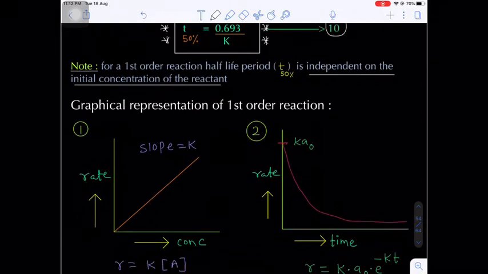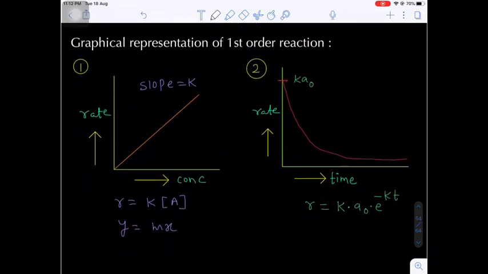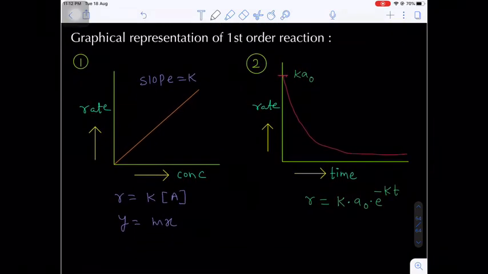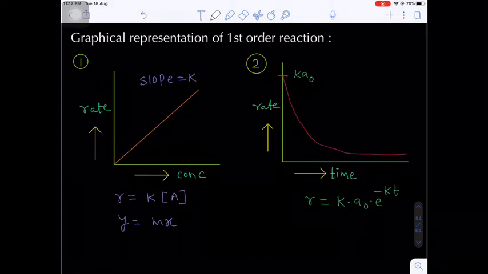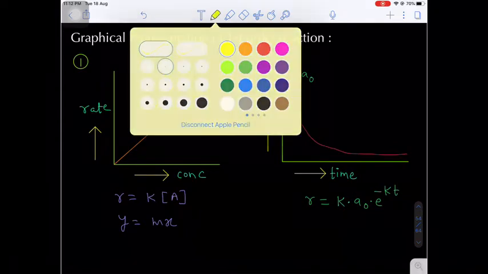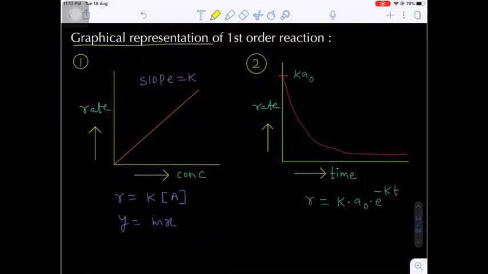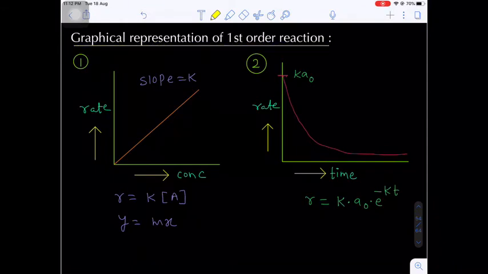Now come to the graphical representation of the first order kinetics. There are different graphs, and these graphs are very important. These graphs are experimental quantities. With the help of experiments only we can identify the graph, and from the graph we can identify the order of the reaction. The first graph is between rate of a reaction and concentration.